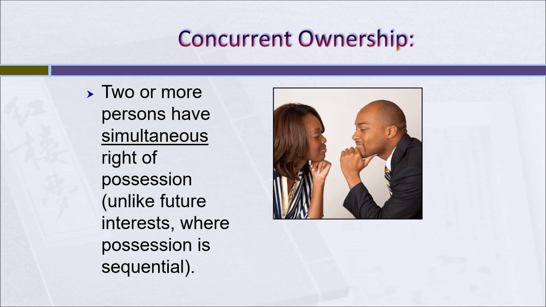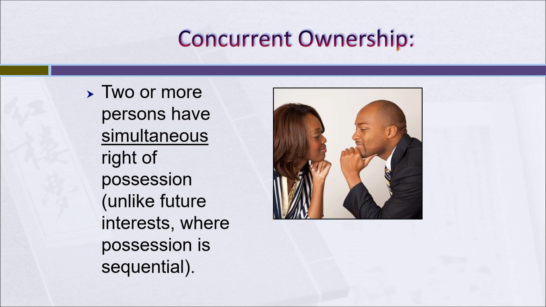So what do we mean by concurrent ownership? Well, what we mean is that 2 or more people can have a simultaneous right of possession of the same property. It almost seems impossible. You might say, well, 2 people can't really occupy the same space at the same time, but legally in concurrent ownership, they are entitled to do exactly that.